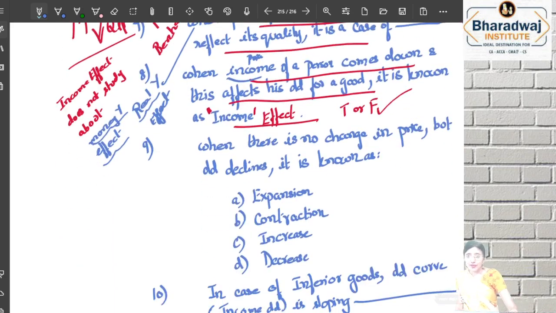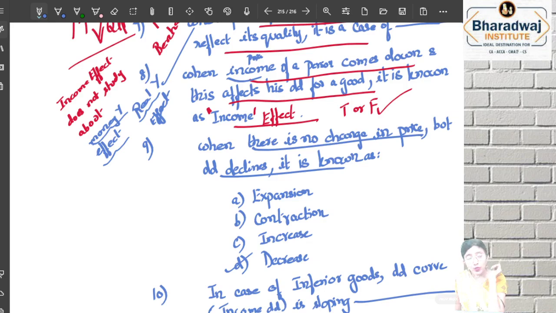Ninth one. And there is no change in the price, but still demand is declining. It is known as decrease. Why do you say decrease? Tell me. Because when there is no change in price, so when the demand is declined, it is known as decrease.